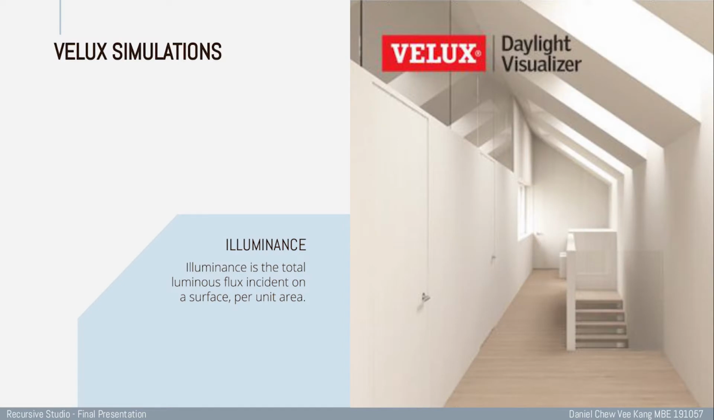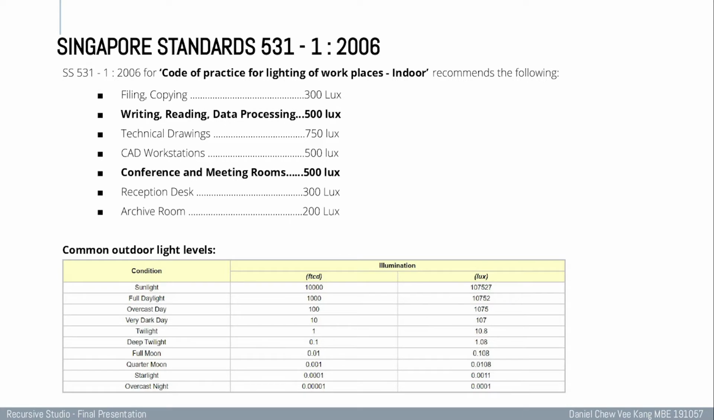Next, we move on to a more interesting aspect, which is the simulations. According to Singapore standards for the Code of Practice for Lighting of Workplaces Indoor, they recommend the following for writing, reading and data processing, as well as conference and meeting rooms to be 500 lux. This is in line with the proposed building typology of a library and office.